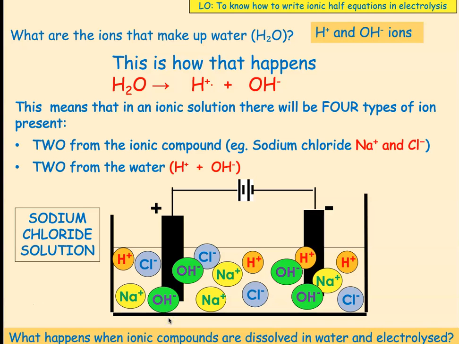This means that when we have an ionic solution, there are actually 4 different ions present. 2 of them come from the ionic compound. So for instance, if we have sodium chloride in there, we've got sodium ions and chloride ions. And 2 of them come from the water that the ionic substance is dissolved in. So we've got H+ and OH-. Well, that's going to cause a problem when we actually get to the electrode, because we've got 2 positive ions and we've got 2 negative ions.